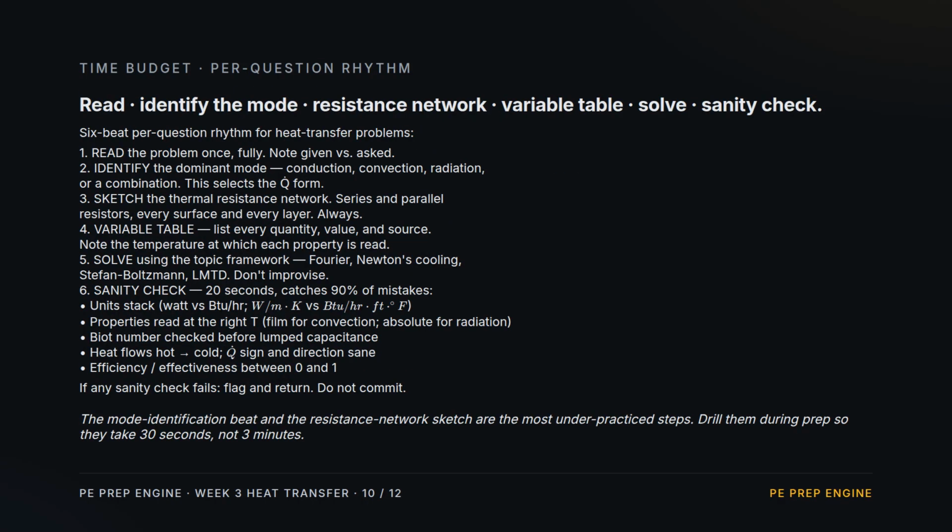Per question rhythm, 6 beats. Read the problem once, fully. Identify the dominant mode, conduction, convection, radiation, or combination. It selects the heat rate form. Sketch the thermal resistance network, every surface and layer. Build the variable table: quantity, value, source, and each property's temperature. Solve using the framework. Fourier, Newton's cooling, Stefan Boltzmann, LMTD, don't improvise.